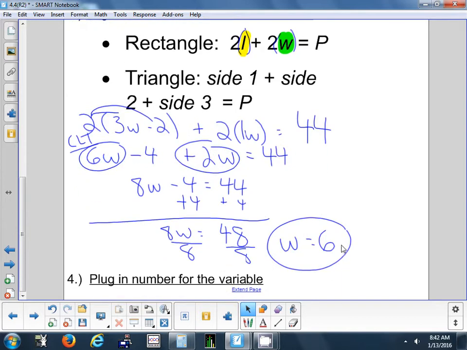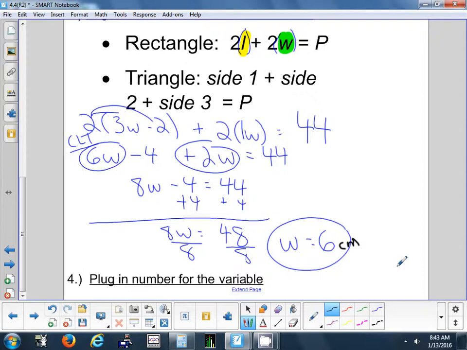So W equals 6. Now, once we get that, we're gonna plug in that number up top to the variable we just solved for. We just solved for W. All right. So now we're gonna have to go back and use our unknowns.